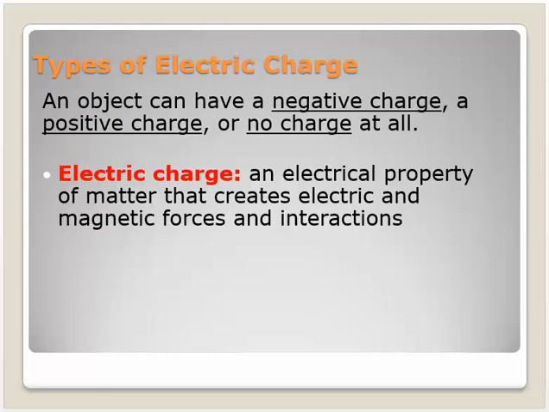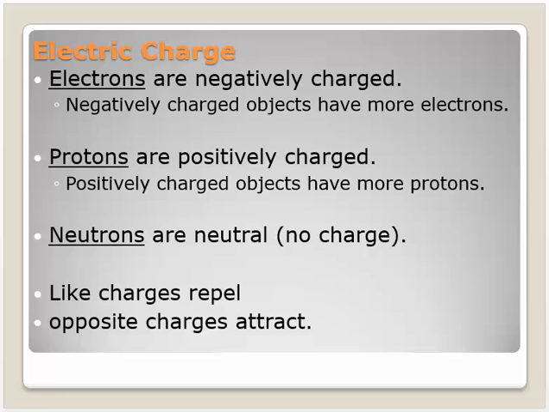Types of electric charge. Well, an object can have a negative charge, a positive charge, or no charge at all. Electric charge is an electrical property of matter that creates electricity and magnetic forces and interactions. Okay, types of charge here. Electric charge. We have electrons. Electrons are negatively charged. Negatively charged objects have more electrons.